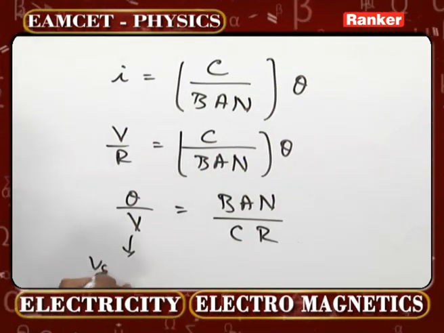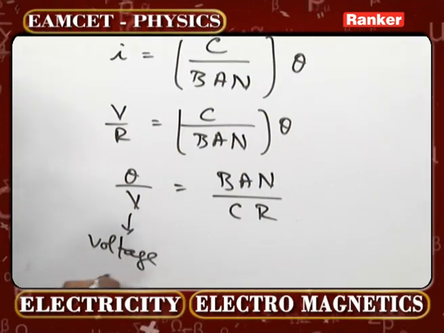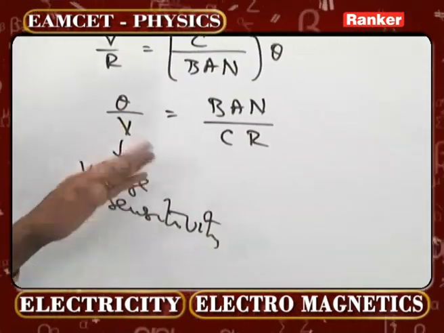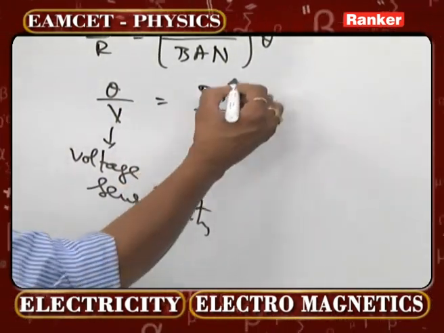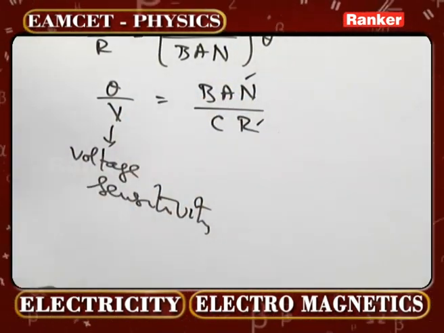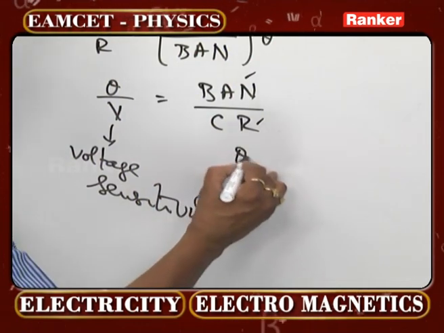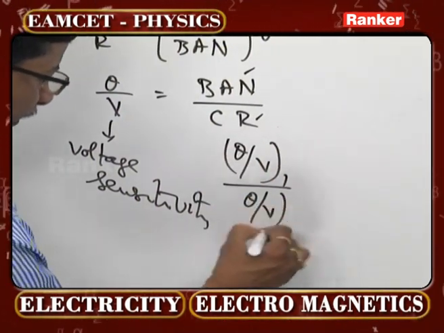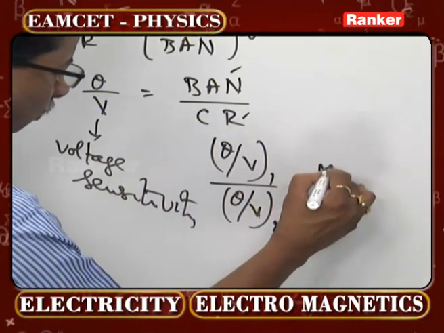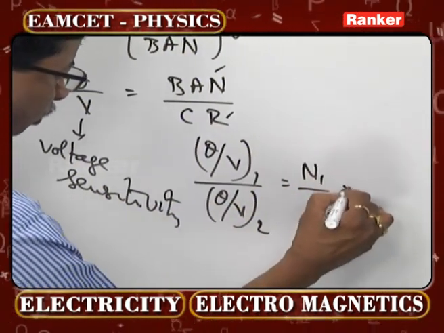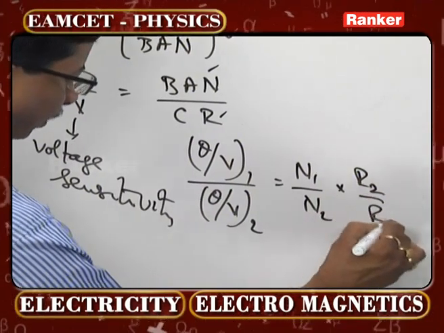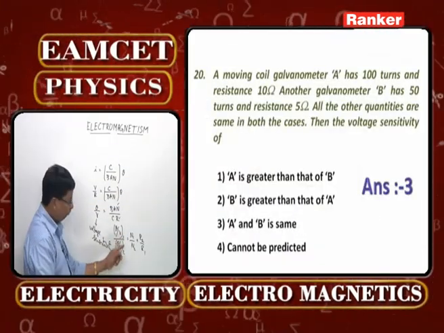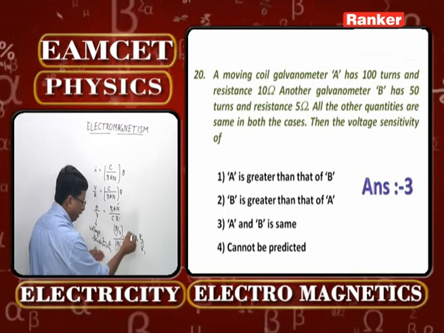This is what is called voltage sensitivity. That is actually the point. So what is he talking about here? You see, N is given, resistance is given. So directly you can take theta by V of the first one by theta by V of the second one is equal to N1 by N2 into R2 by R1. What is N1? Of course given, 100. N2 given, 50. So 100 by 50 it is 2.